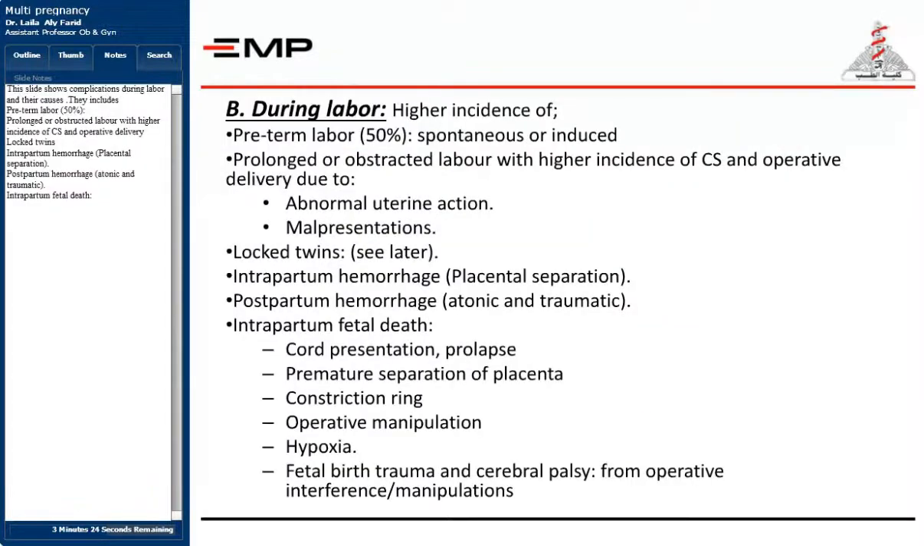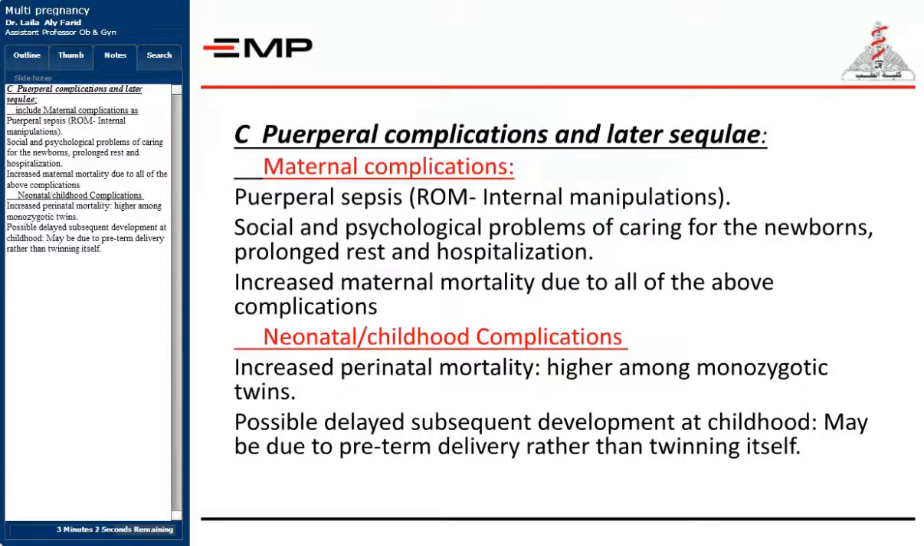This slide shows complications during labor and their causes. They include preterm labor, 50%, prolonged or obstructed labor with higher incidence of CS and operative delivery, second twin problems, intrapartum hemorrhage, placental separation, postpartum hemorrhage, atonic and traumatic, and intrapartum fetal death.